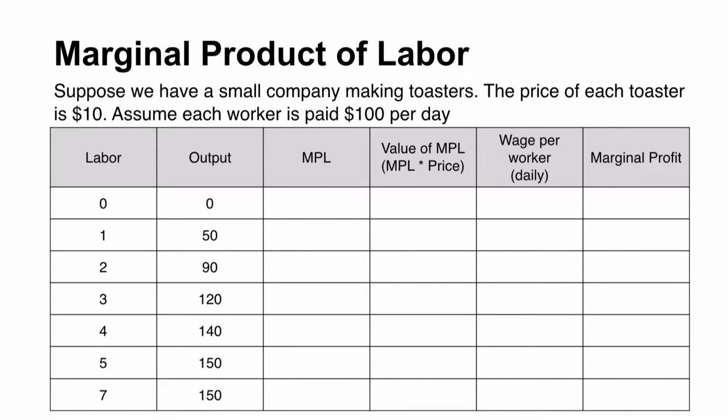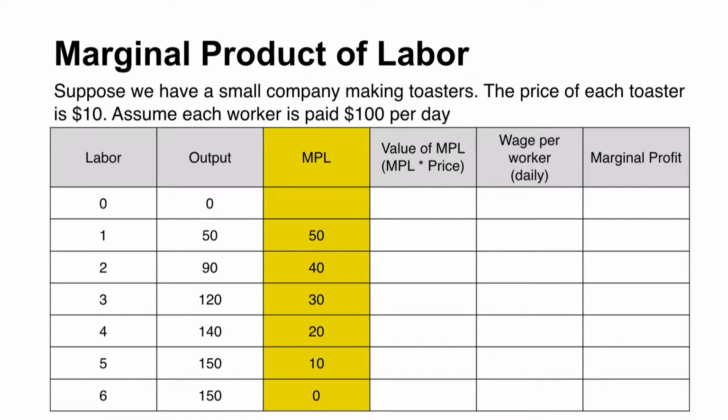Let's take a look. So here we have a small company that makes toasters. The price of toasters is $10 and each worker is paid $100. The first thing that we want to know is what is the marginal product of labor? Recall that we're going to be looking at this in terms of the change in the quantity produced over the change in labor. So let's take a look.